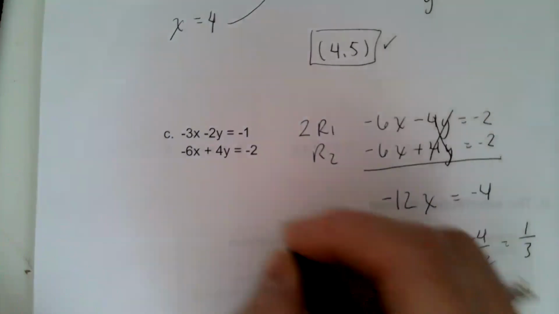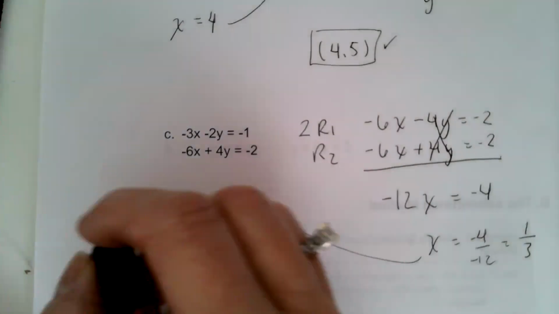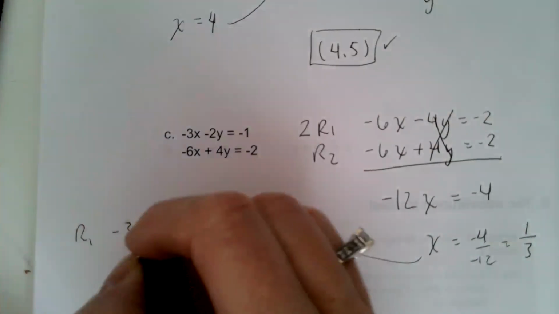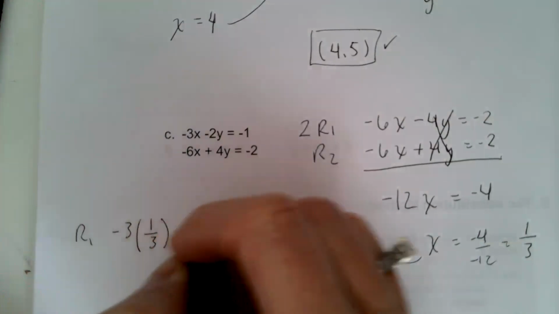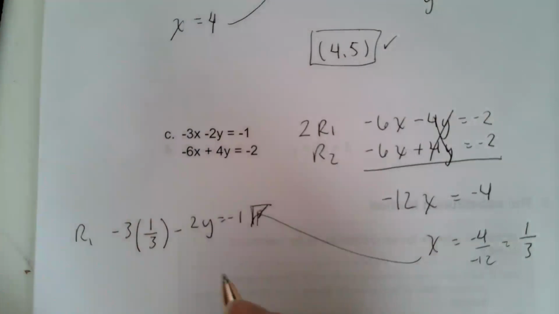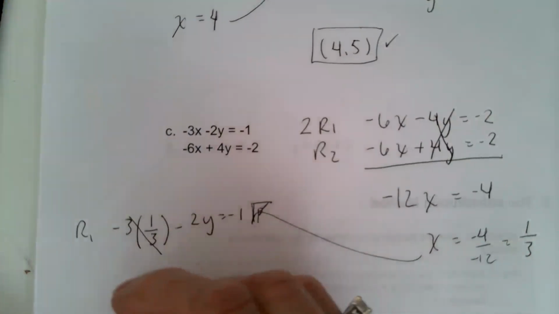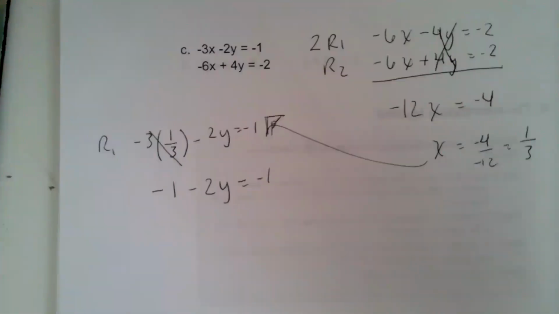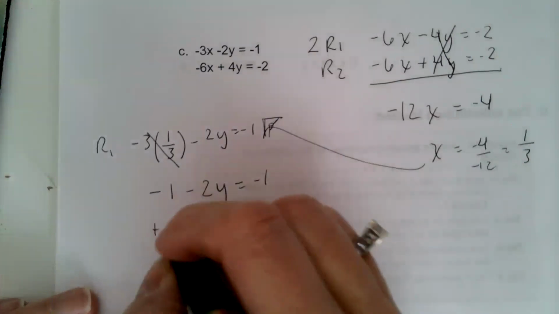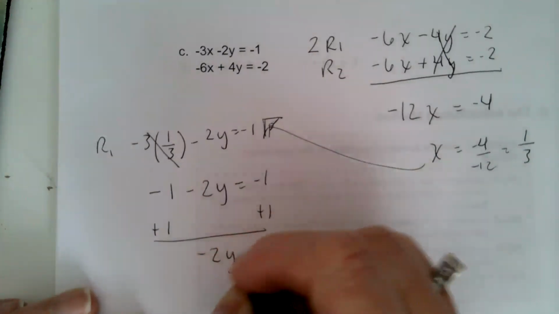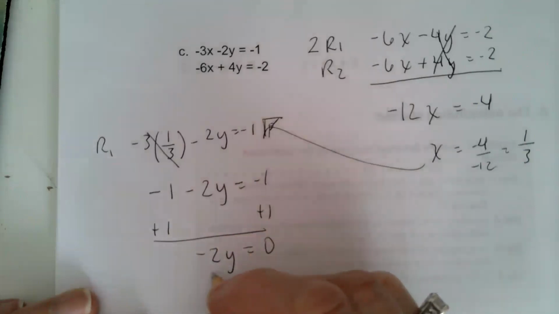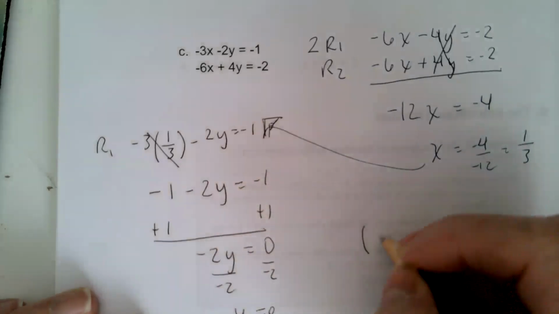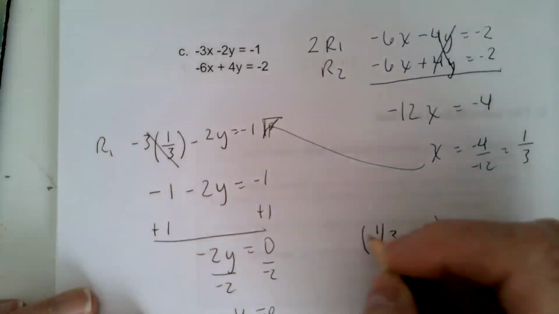And then I'm going to put that back into row 1. So x equals a +1/3 minus 2y equals a -1. And that's nice because the 3's cancel. We have a -1 minus 2y equals a -1. And then I'm going to add 1 to both sides. And we get a -2y equals 0. And dividing by a -2, we get y equals 0, which is okay. So it looks like they intersect at 1/3, 0.